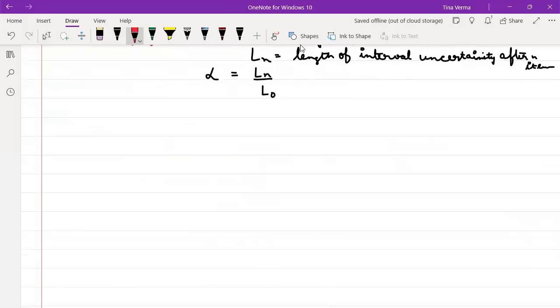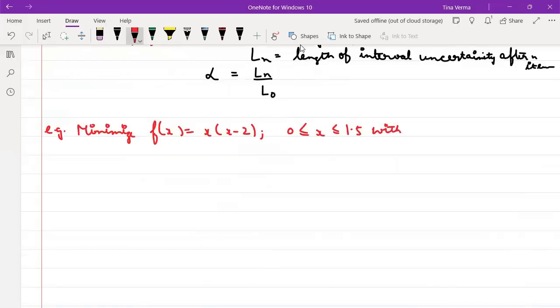So the example is: minimize the function x into x minus 2, where the function lies between 0 and 1.5, within an interval of uncertainty of 0.25 into L naught. Whatever your L naught will be, 25% of it is your uncertainty, okay?